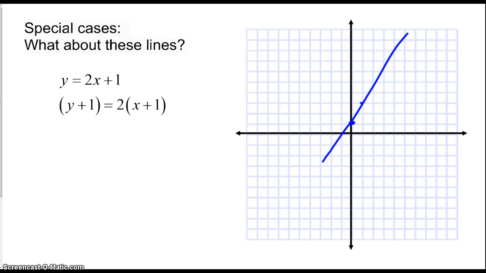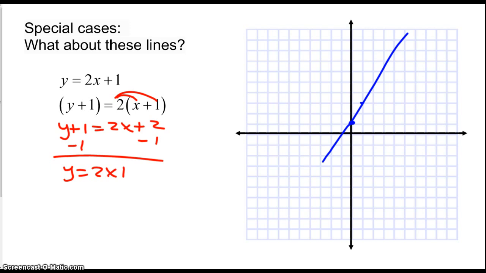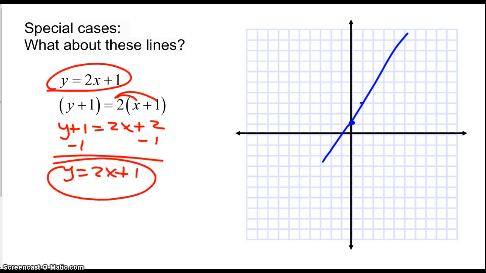It's hard for me to graph it unless I put it in y equals mx plus b form. So let's get rid of the parentheses by distributing here and then subtracting a 1. y equals 2x plus 1. Wait a second. That's the exact same equation as this one, which means that the other line is right on top of the other line. The two lines are the same exact line.